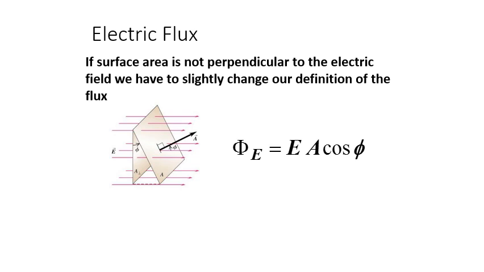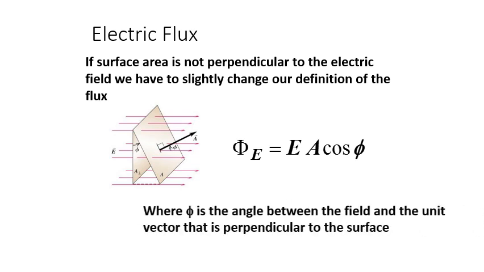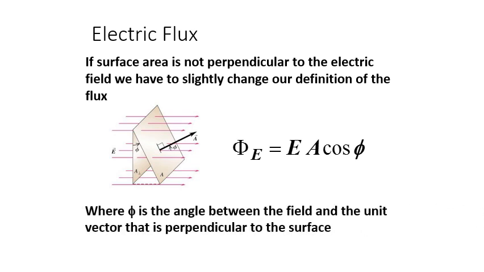So check this. In the previous case, if they are perpendicular, we can take EA, but otherwise the general formula applies: phi e is equal to EA cos phi. Here phi is the angle between the field and the unit vector which is perpendicular to the surface. So this formula is more general than the previous one.